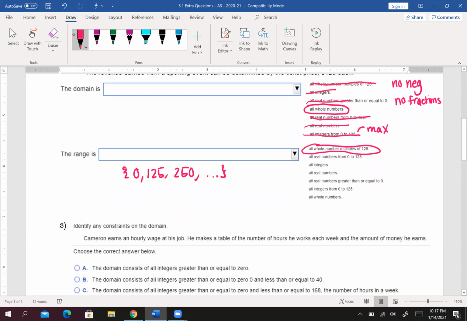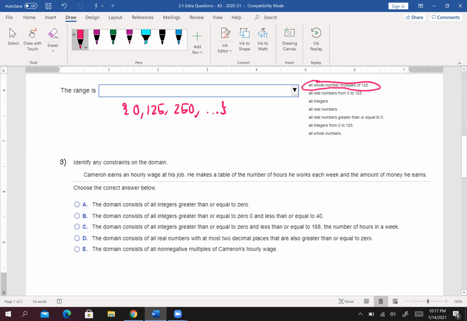And number 3, we're just focusing on the domain on this one. Cameron earns an hourly wage at his job. He makes a table of the number of hours he works each week and the amount of money he earns.